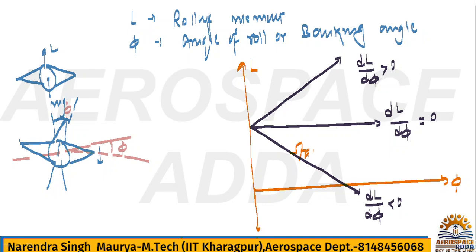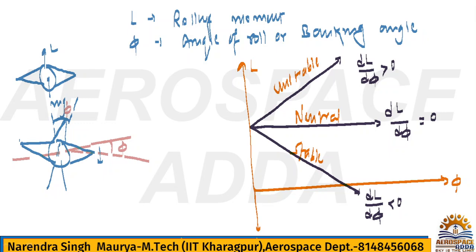This is what is stable, unstable, neutral. Okay? Always remember. But at the same time, we have a side slip angle also. So basically, that side slip angle is denoted by beta, always.